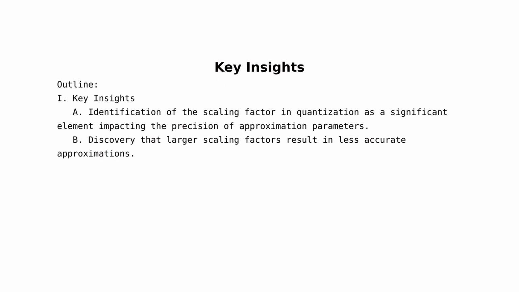Key highlights of the paper. 1. Key insights. The paper identifies the scaling factor in quantization as a significant element that impacts the precision of approximation parameters. It also reveals that larger scaling factors lead to less accurate approximations. 2. Key contribution. The paper introduces a novel genetic quantization-aware algorithm, GQA-LUT, which automatically determines the breakpoints in LUT approximation for nonlinear functions. It also presents an enhancement technique, which views the fixed-point FXP conversion as a mutation process.